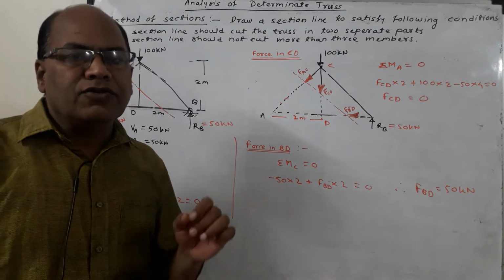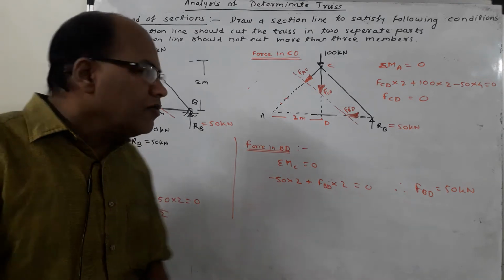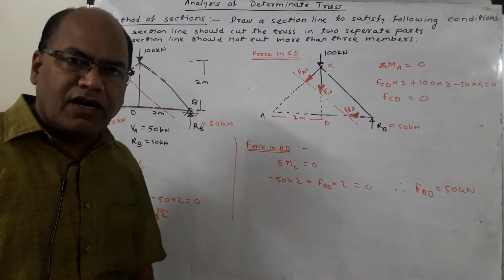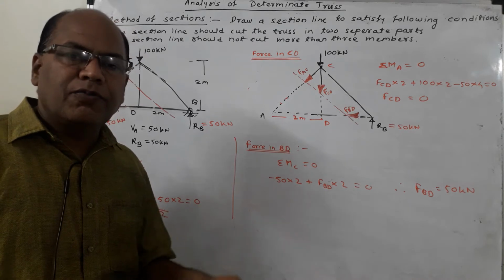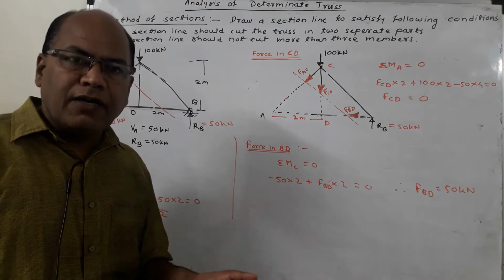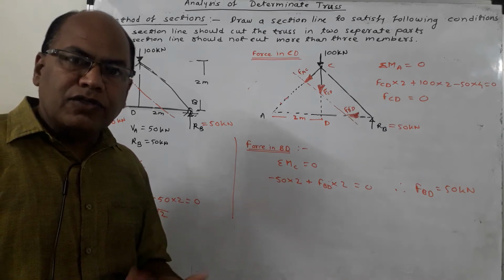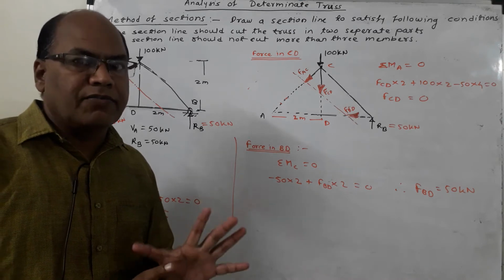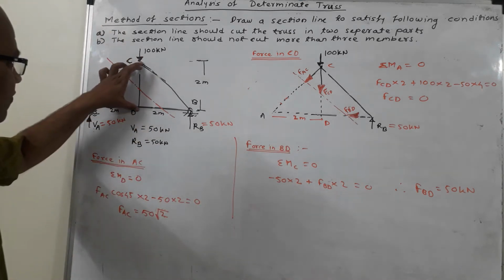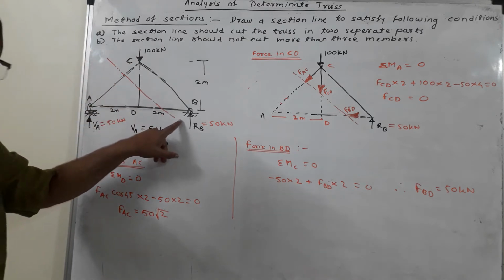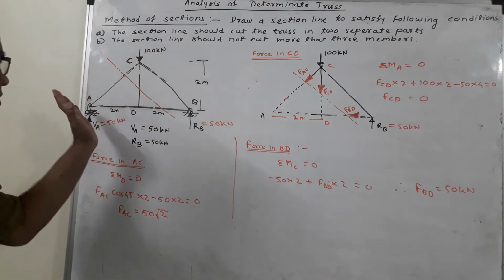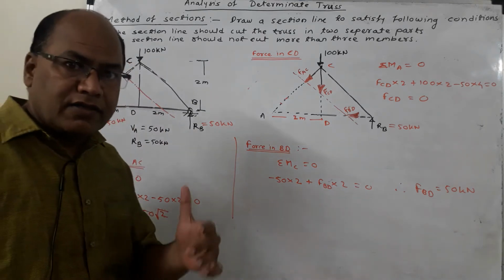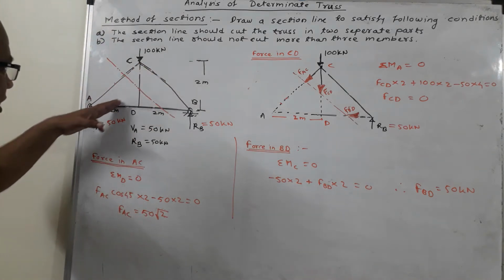Now the second step is to consider the section line. Let the force in CD be required. Now if the force in CD is required, you will have to consider a section line which should pass through CD. At the same time, it should divide the truss into two separate parts, and the section line should not cut more than 3 members. So in order to get the force in CD, I am considering a section line like this. The section line is cutting the truss into two parts. At the same time, it is cutting 3 members, so the number of cut members does not exceed 3. You can consider the section line like this also.